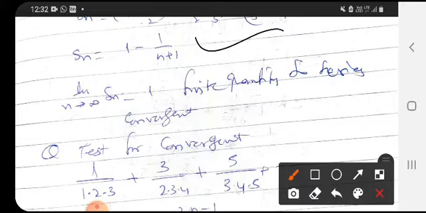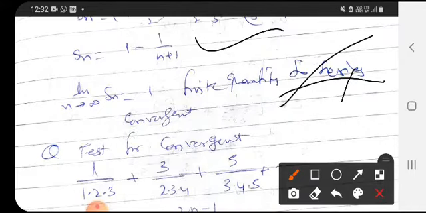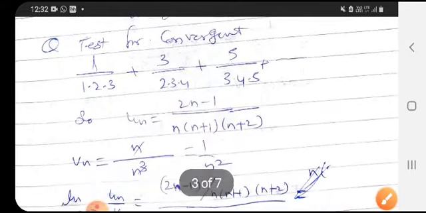Sn is equal to 1 minus 1 upon n plus 1. Limit n tending to infinity Sn is equal to 1, a finite quantity. So the series is convergent.